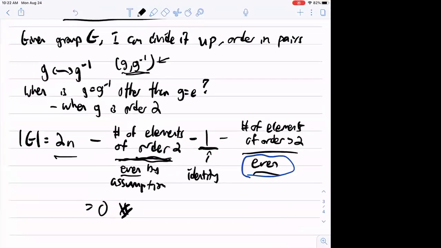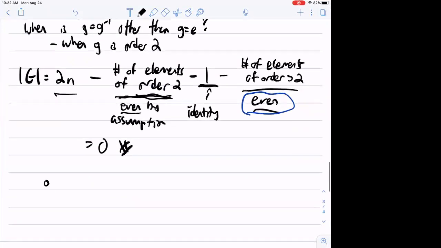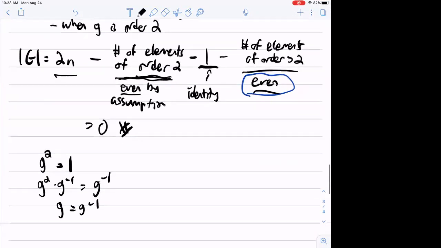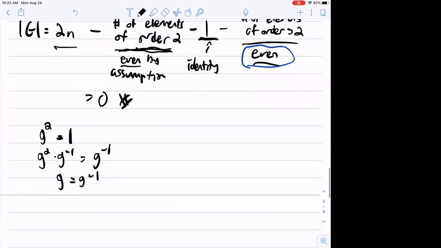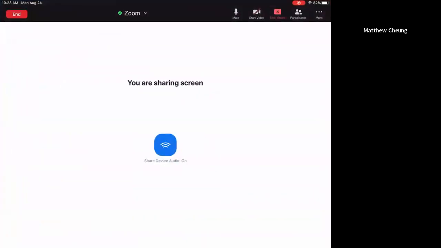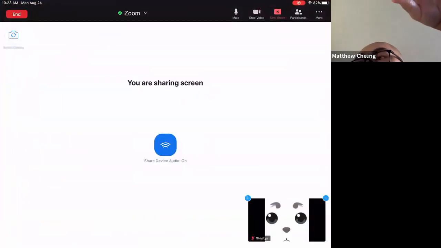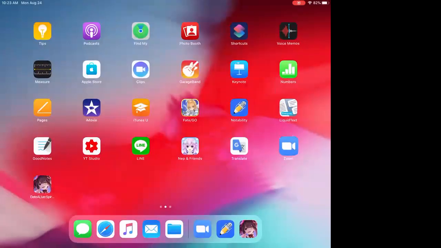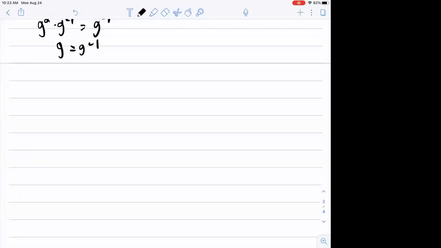So this is just a fact about elements of order 2, right? Because if G squared is 1, you multiply by G inverse on both sides, right? You get G equals G inverse, right? So, okay. Any questions so far? I don't want to do too many problems. Okay, so let's move on.